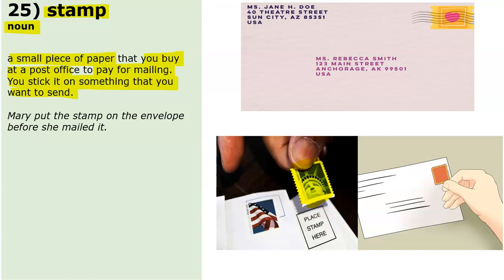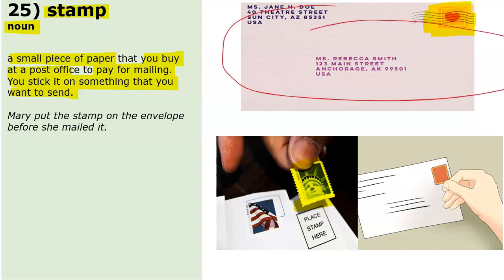So if you want to send a letter to your friend, it's not free to send a letter. You have to pay some money. And the way that we do it is we buy a stamp like this, and then we put the stamp on our letter. That shows that you already paid to send this letter, so it can be sent in the mail. If your letter doesn't have a stamp, then it will not be sent.